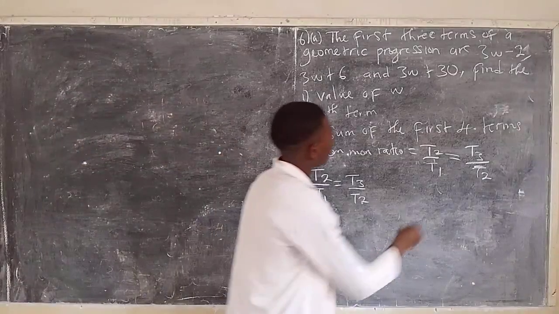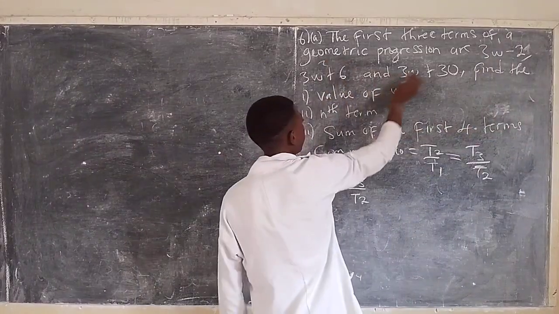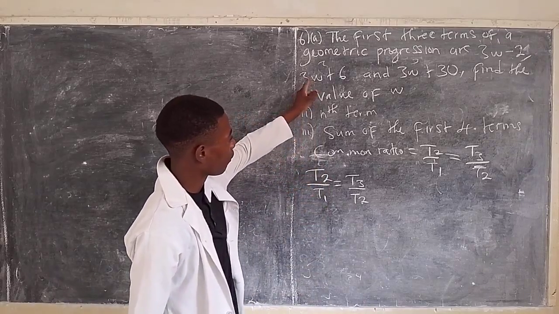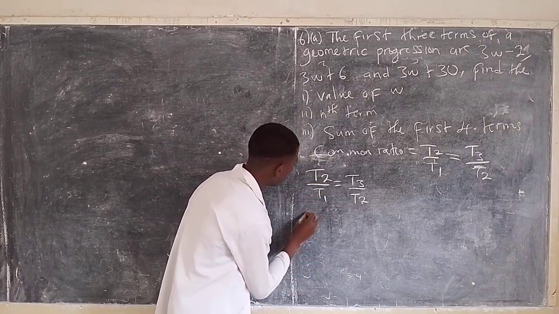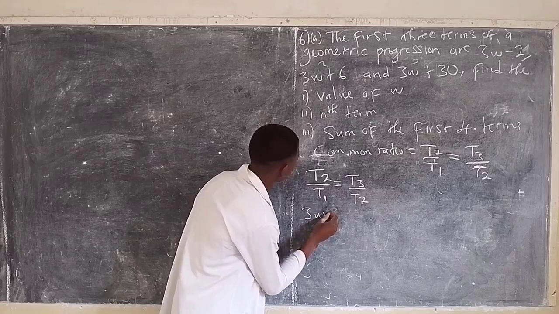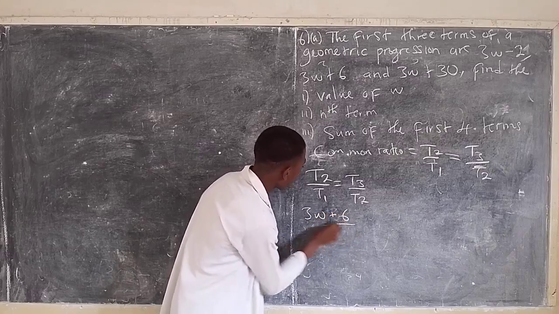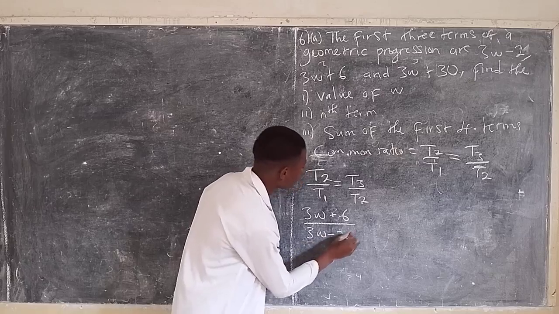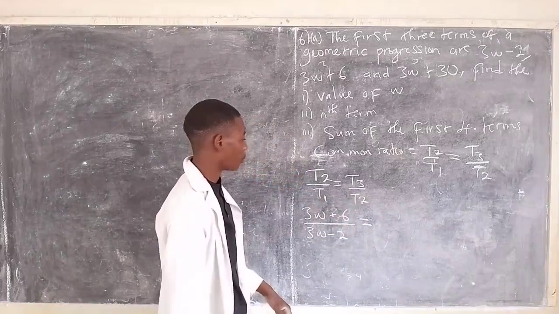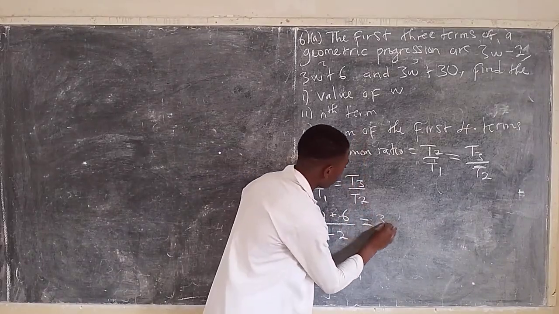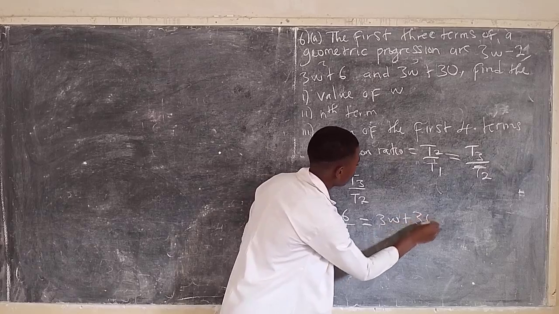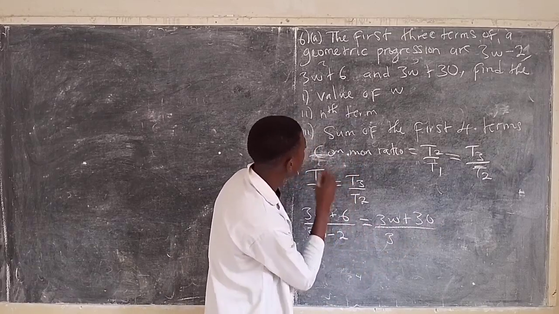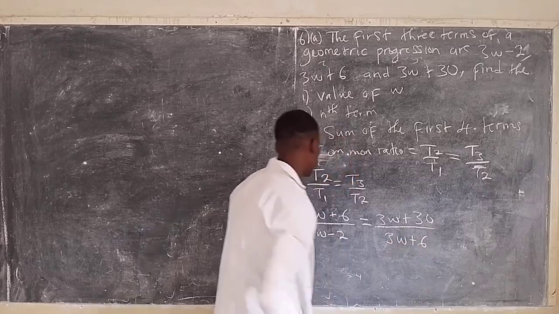Now we know to say that this one is the first term, this is the second term, and that one is the third term. So we are going to substitute them like that. So we have this one as the second term. So we have 3w plus 6 over, we have the term number 1, which is 3w minus 2, should be equal to our term number 3, which is given as 3w plus 30, over term number 2, 3w plus 6.